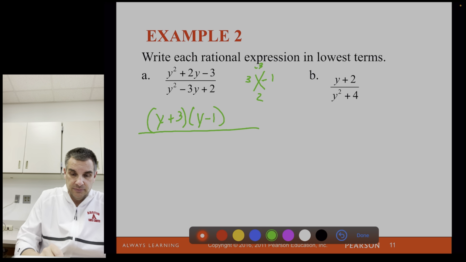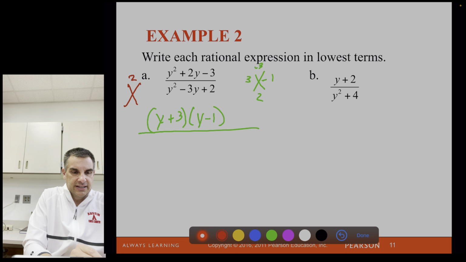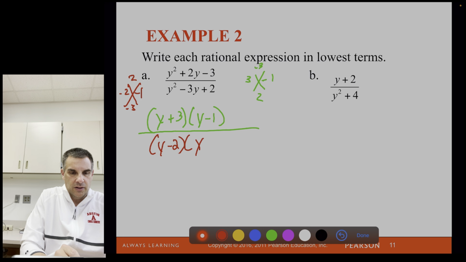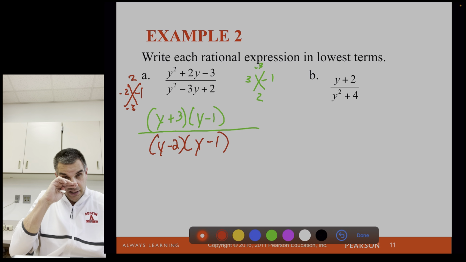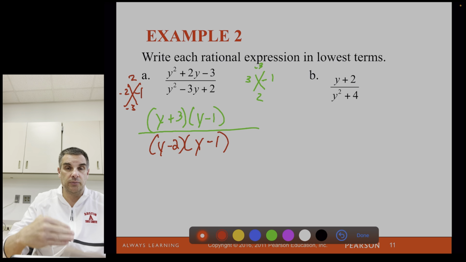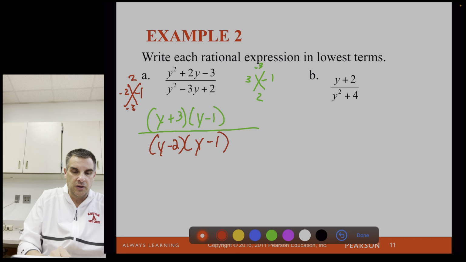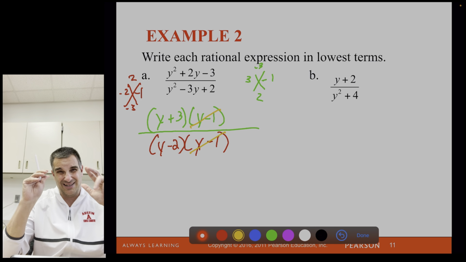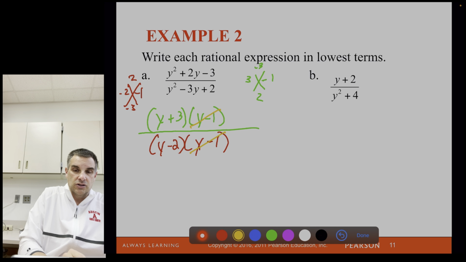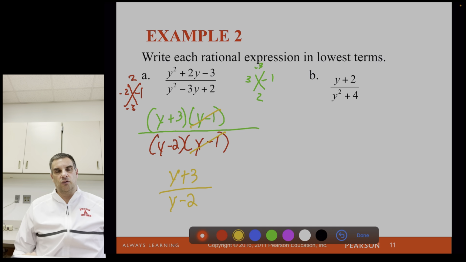The bottom one, or the denominator, we've got a 2 and a negative 3, so negative 2 and negative 1. So that's y minus 2 and y minus 1. Now you'll notice that we have the y minus 1 both in the numerator and in the denominator. Those two things are going to divide each other out. We can cancel both of those out. So our solution to this in lowest terms is y plus 3 over y plus 2.